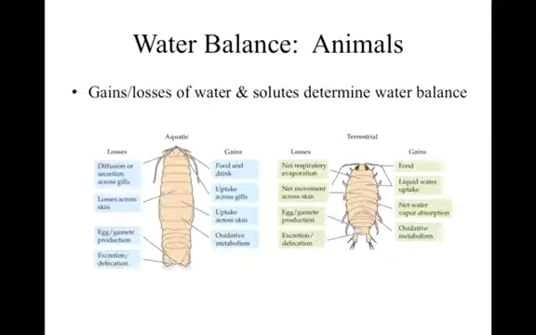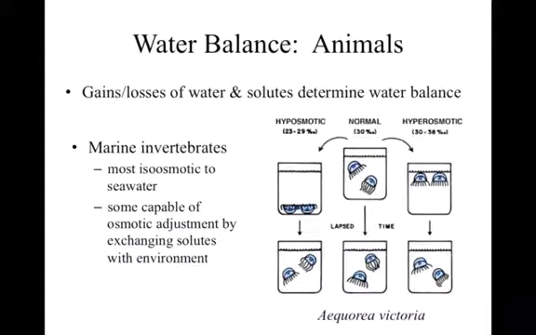And then the gains, again, like aquatic organisms, food or liquid water uptake, just directly drinking it in. There can be net water vapor absorption, and of course oxidative metabolism, because that again contributes to water. All right. So what do animals do to balance water?